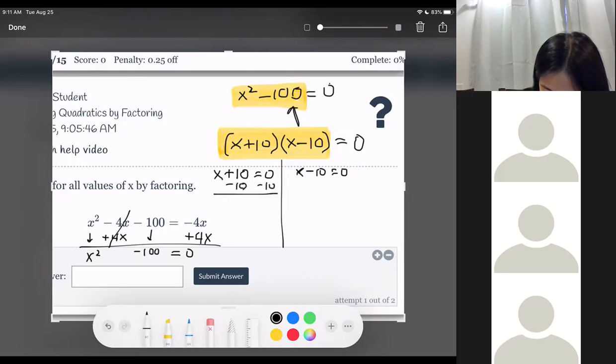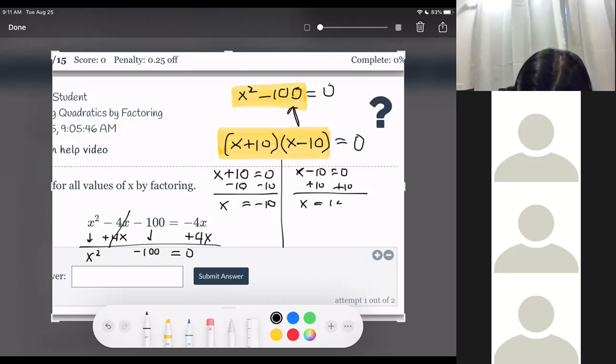And once you do that, we can subtract 10 to solve for x. And you get x equals negative 10. So that's one of your answers. And then over here, because it's a minus 10, now you have to get rid of it by adding 10. So you get x equals 10. So we have two answers. That is a 10, I swear. Okay, so we have two answers. You got negative 10 and positive 10 in this case.